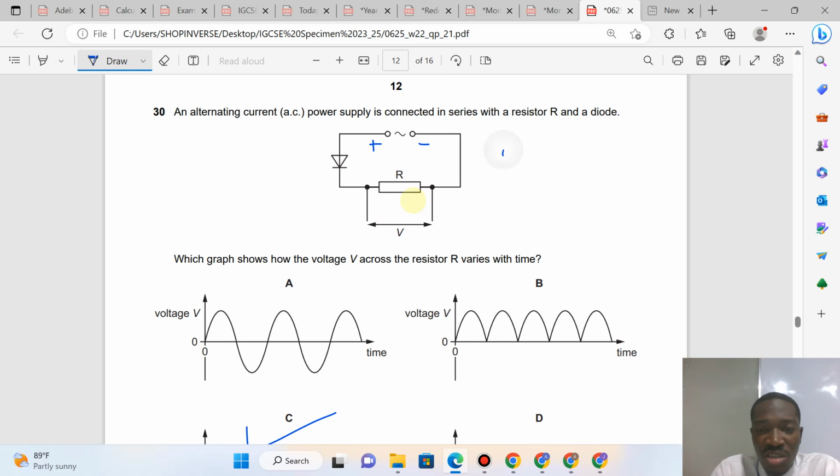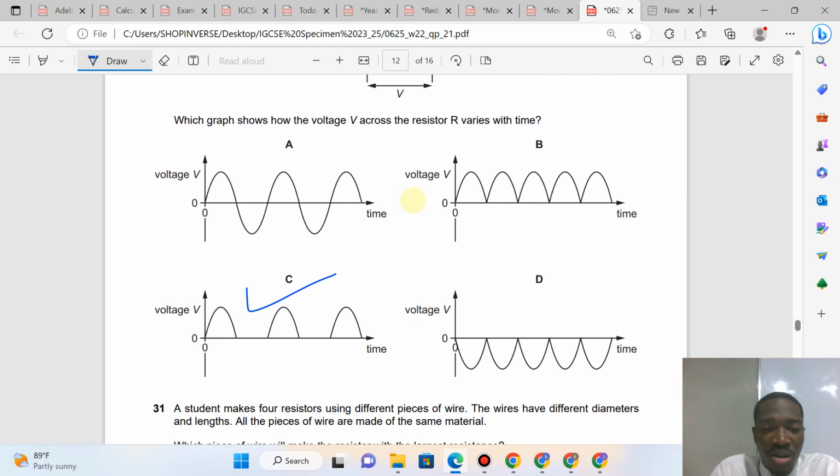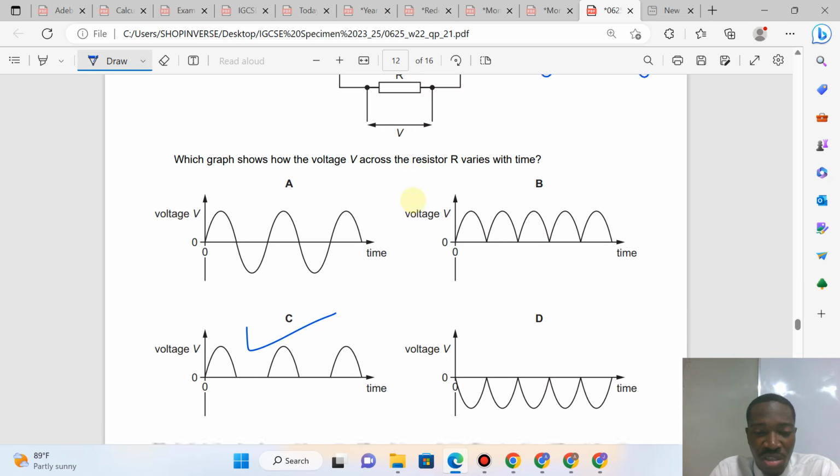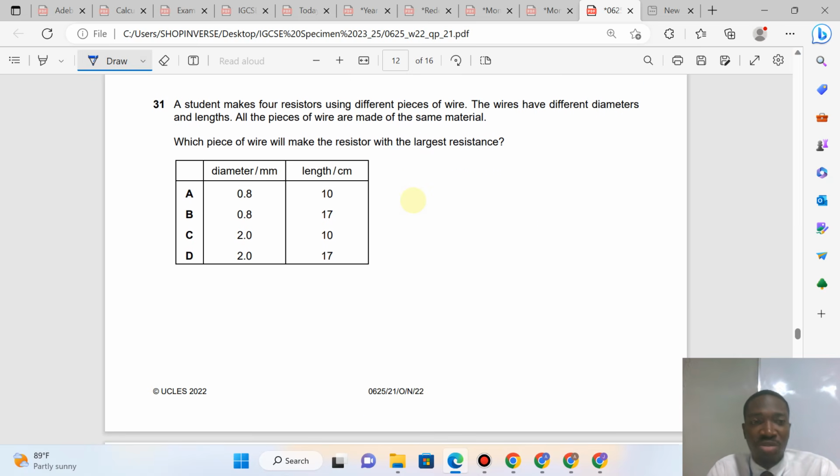Now, this is the sine wave of alternating current. But the diode will only be switching on for the positive side. It will only pick the positive side. It won't pick the negative side, because we have only one diode in this circuit. Hence that is option C. That's what option C looks like, and that's the correct answer to this question.